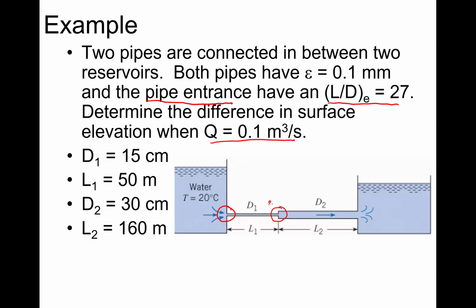This is an expansion. And the expansion has a specific equation where the frictional dissipation is (U1 minus U2) squared over 2. This over here is also an expansion, but an expansion in which the velocity at the end is 0. So that frictional dissipation would be (U2, because it's of pipe 2, minus 0) squared over 2. Okay.